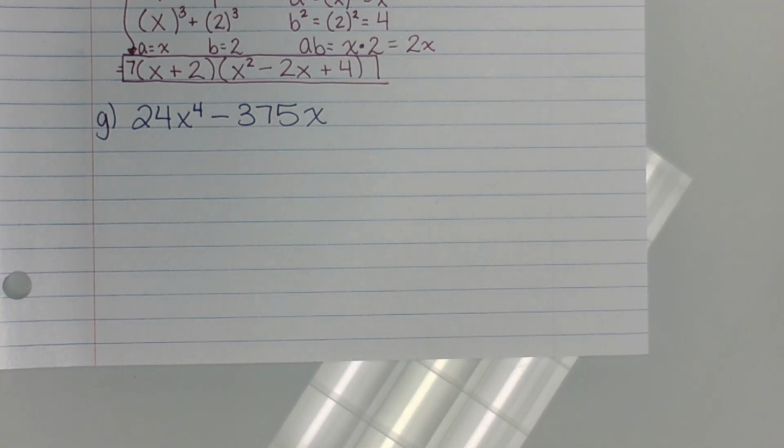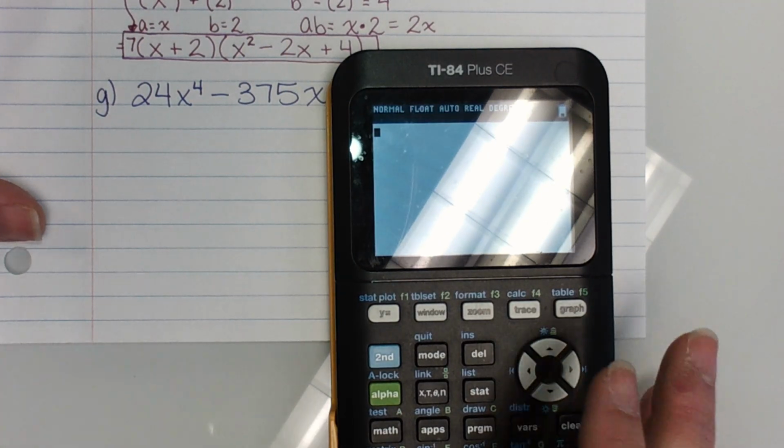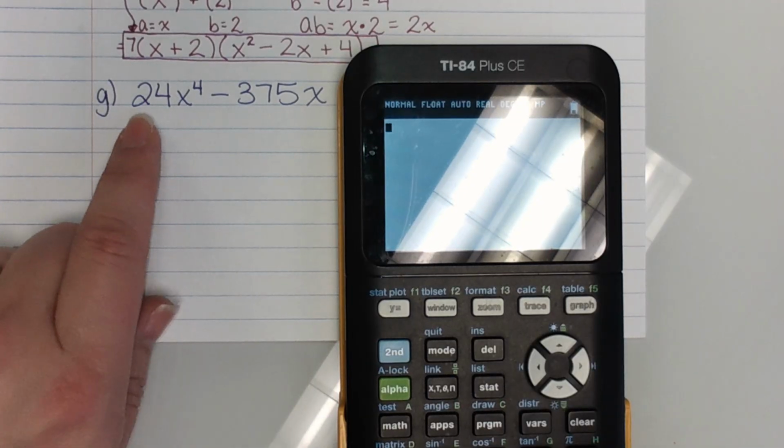I am factoring. The first thing I should always do when factoring is GCF. What's the greatest common factor here? It's not obvious, is it? It's not obvious what would divide out, so I look at the smaller term.